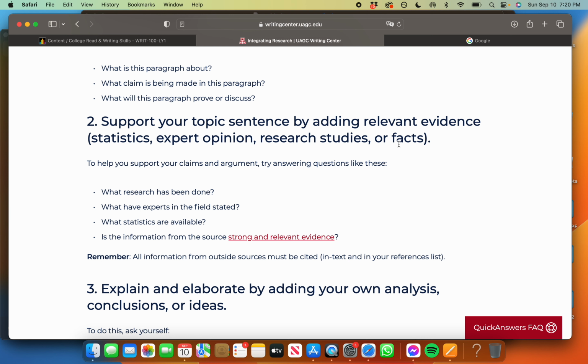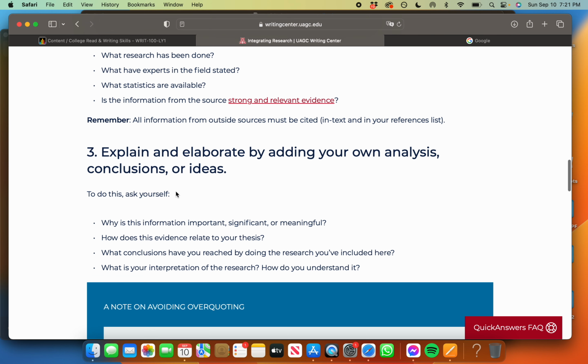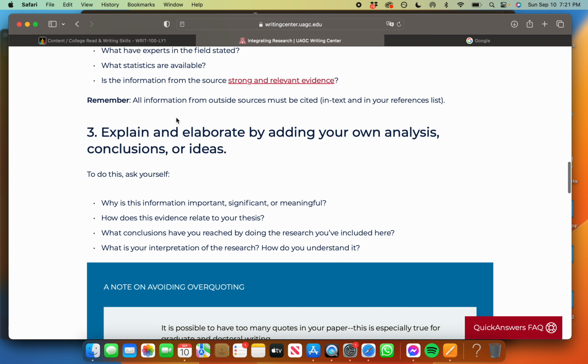Support your topic sentence by adding relevant evidence. This is what you're going to find. What research has been done? What have the experts in the field stated? What statistics are available? That's where your source comes in. And explain and elaborate by adding your own analysis, conclusions, or ideas. Here you could do that all in one conclusion because we're trying to make it short and sweet.